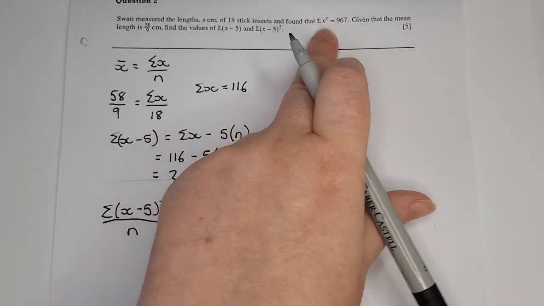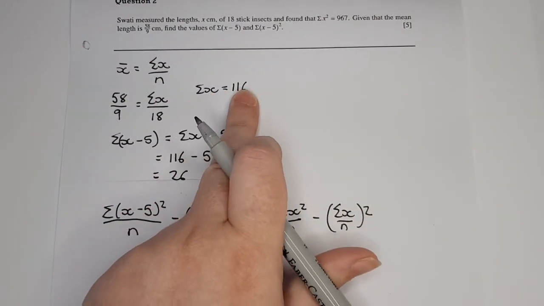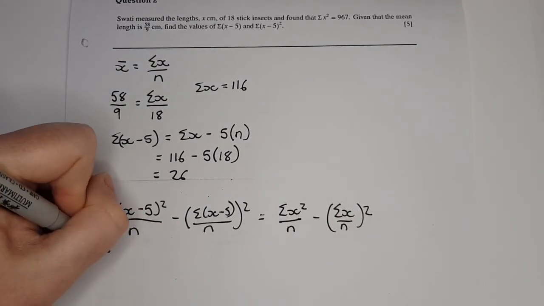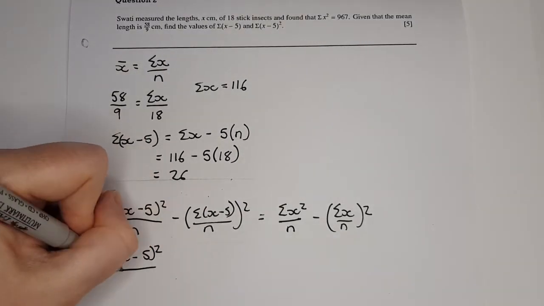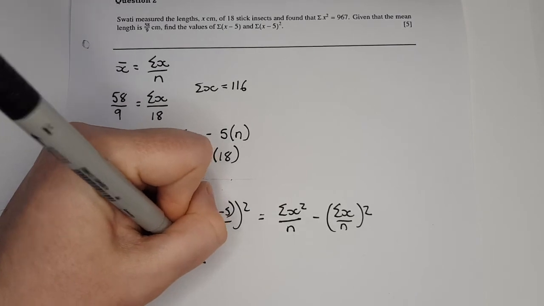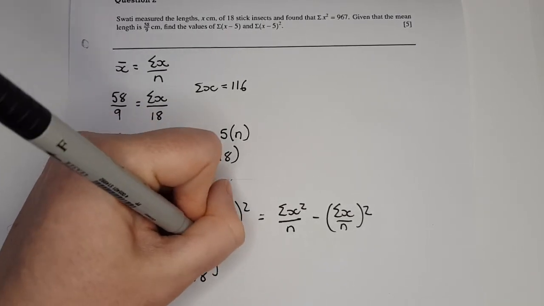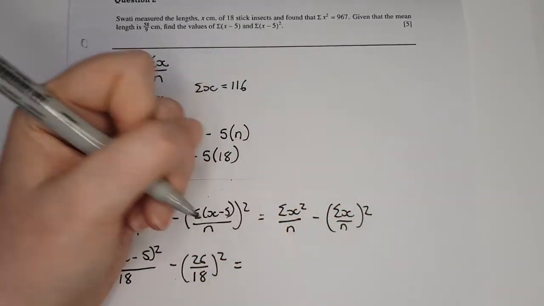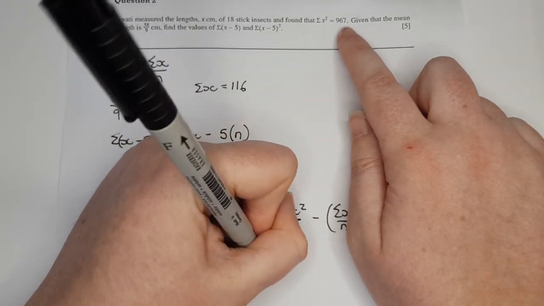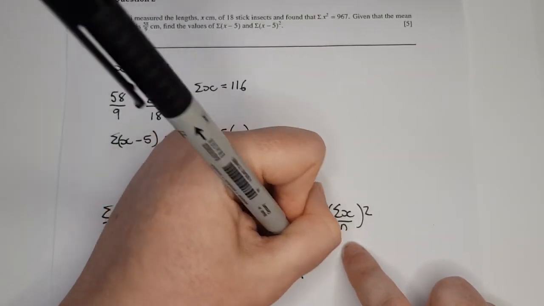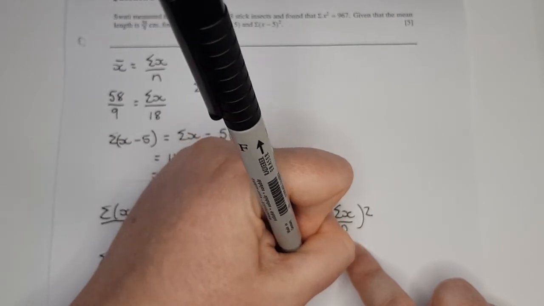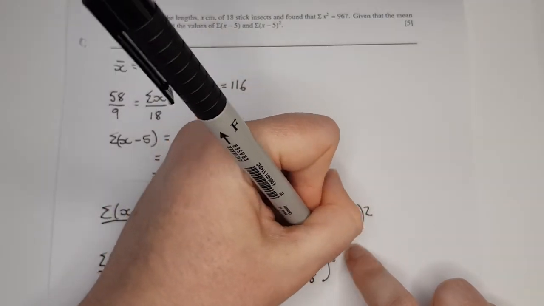And because I was told the original sum of x, I've worked out this sum of x squared and I've worked out the original sum of x. It means that if I sub in everything I know, I'm going to be left with just that one that I want. I've got the sum of (x minus 5) squared over n, which was 18 insects, minus the sum of (x minus 5), which I just worked out was 26, over n, which is 18, squared, is going to equal the sum of x squared, which I am told up there is 967, over n, which is 18, minus the sum of x, which I have worked out as 116, over n, which is 18, same as saying 58 over 9, squared.